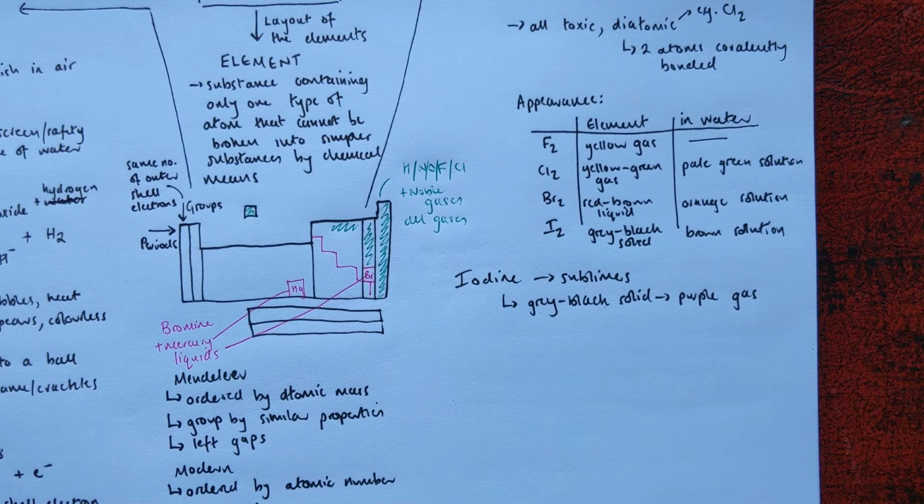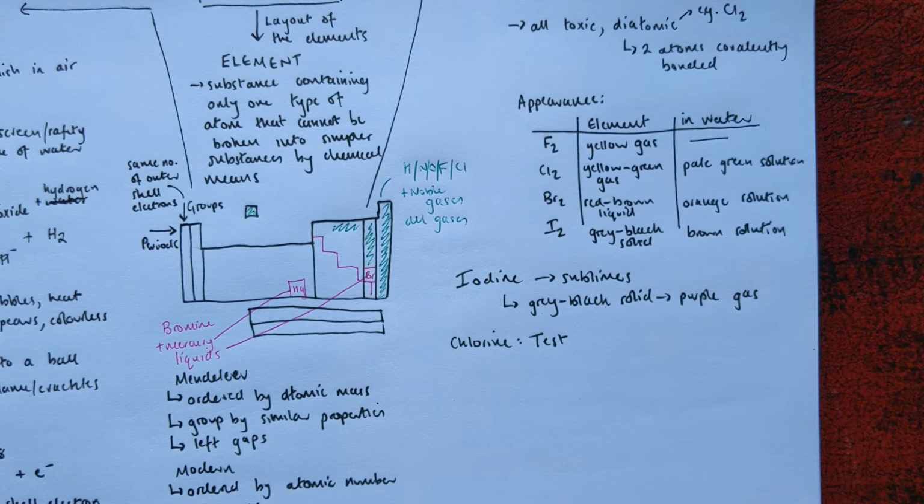The next fact is about chlorine. There is a chemical test that allows you to work out if you've got chlorine gas present. The test is that you use a piece of damp universal indicator paper, so you dampen it with a bit of water. If you hold that over chlorine gas, it's first going to turn red as if it was an acid, but then it's going to bleach white because chlorine also acts a little bit like a bleach.